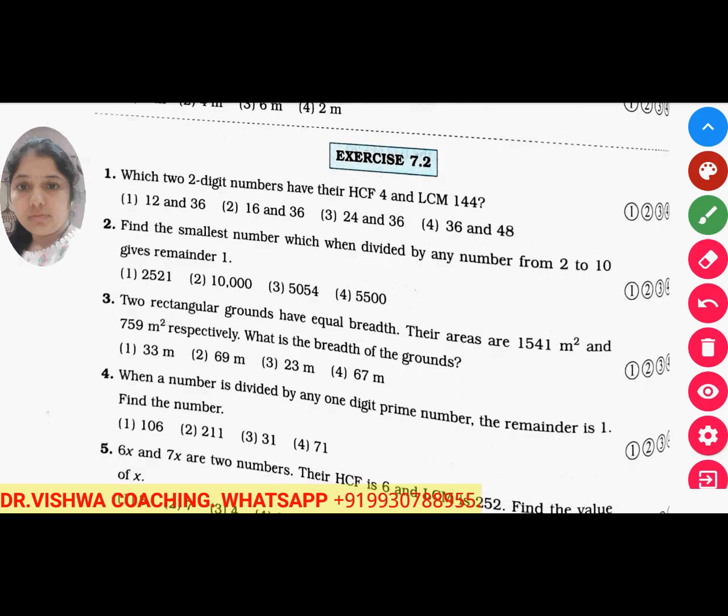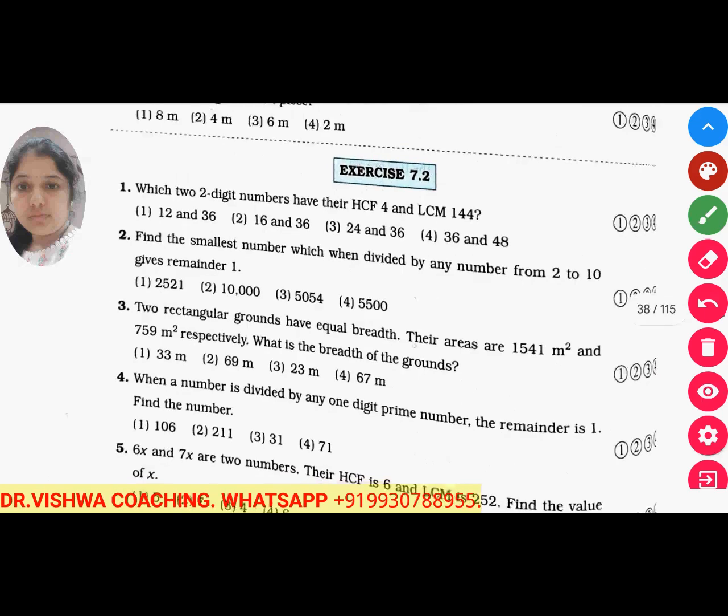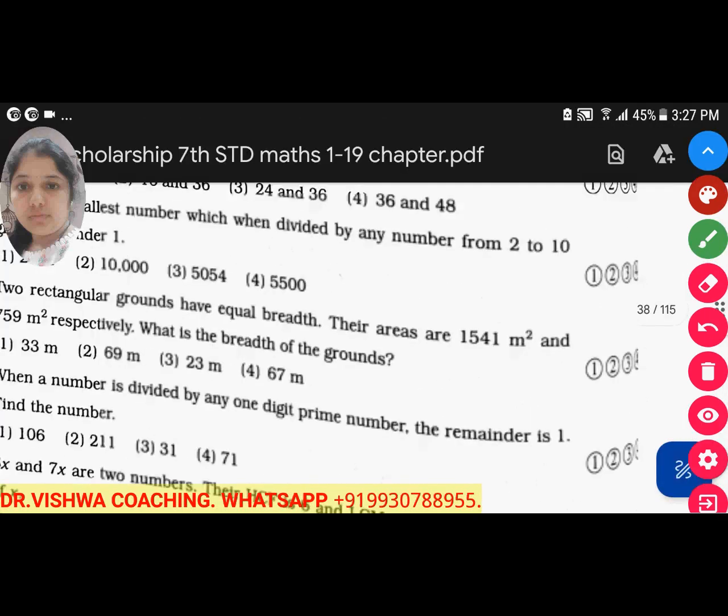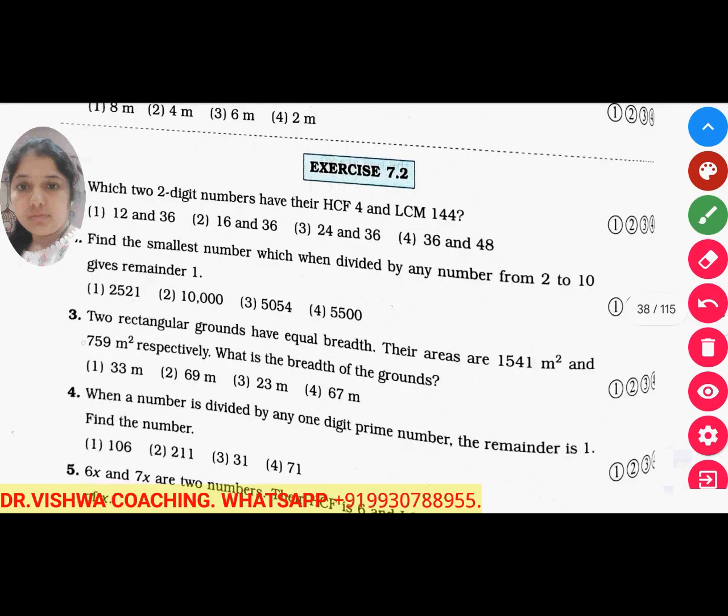Now next one: two rectangular grounds have equal breadth and their areas are given. 1541 is the area of one ground and 759 is the area of another ground, and we have to find the breadth of the ground. Here again the division method we have to apply. 1541 is divided by 759.